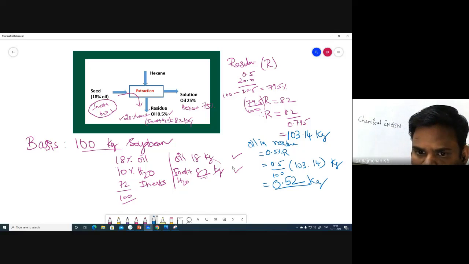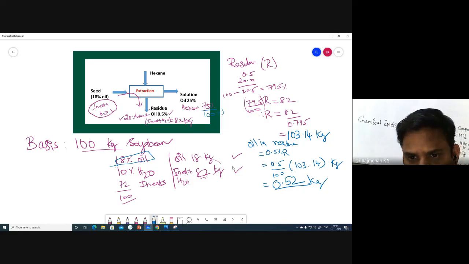I repeat. From the given condition, we have gone for a basis of 100 kg of soybean seed, which contains 18% oil and 10% water. The remaining is inert content. So out of this, only 18 is our oil, and the remaining is the amount of water and inert present in the seed. This solution does not contain any water. Clearly mentioned, it is 25% plus 75%, total 100. So the solution contains only oil and hexane, whereas the residue contains 0.5% oil.